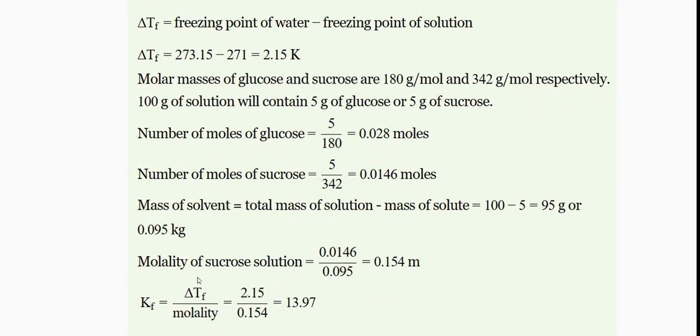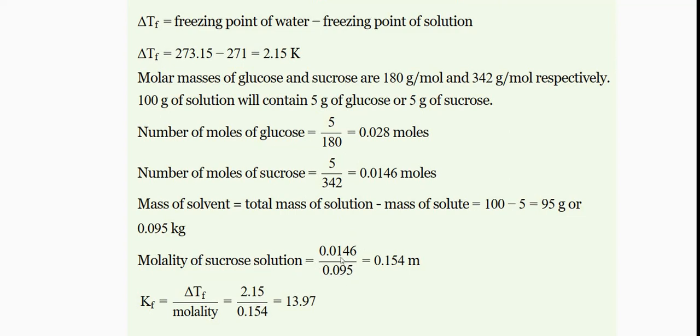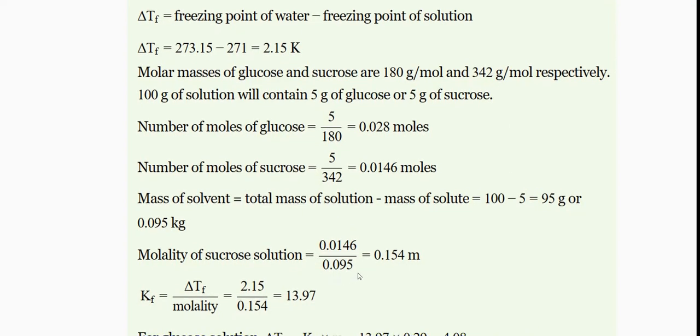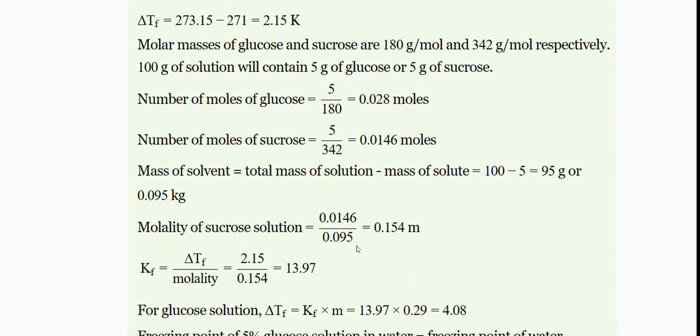Molality of sucrose solution is equal to the number of moles of sucrose by the mass of solvent in grams or kilograms, right? They had taken kilograms here. So molality is equal to number of moles by mass. So in the case of sucrose solution, 0.0146 is the number of moles of sucrose we calculated here, by the mass of solvent, which is 0.095 kg. So the molality is 0.154 m for sucrose solution, right?